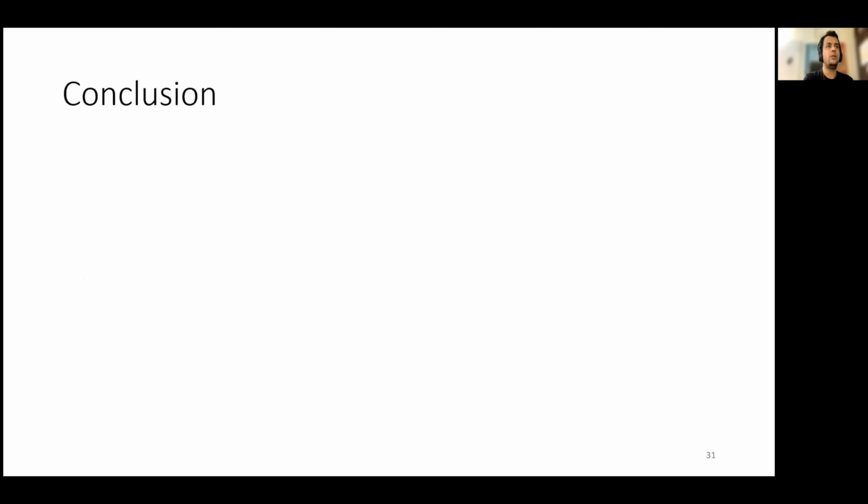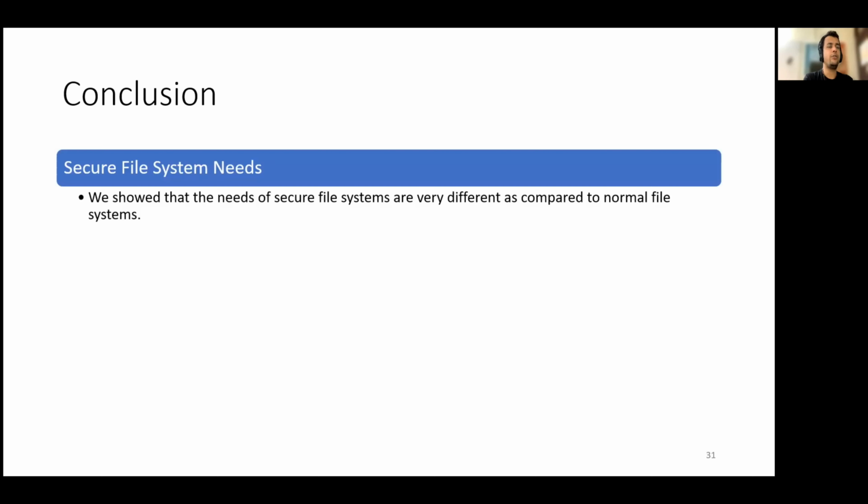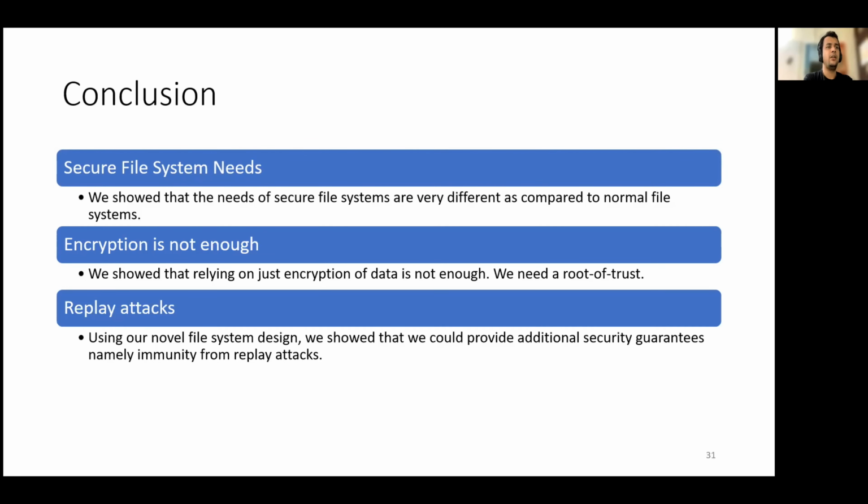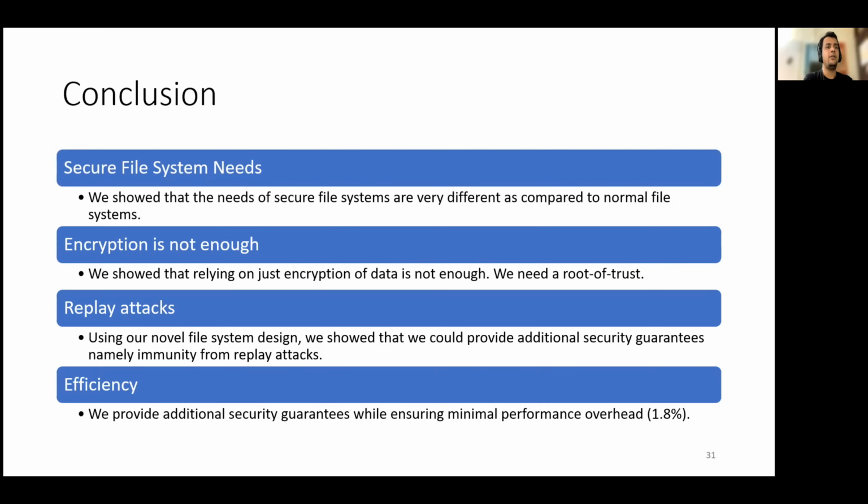To conclude, here are the key takeaways from the presentation. Via extensive characterization and how a secure file system handles encryption, we showed that the requirements of a secure file system and traditional file system differ. We further showed that doing encryption is not enough, as it makes design vulnerable to replay attacks. We design a novel file system that is immune to replay attacks, and we use the insights from the characterization to ensure an optimal write operation by simplifying the metadata operation.